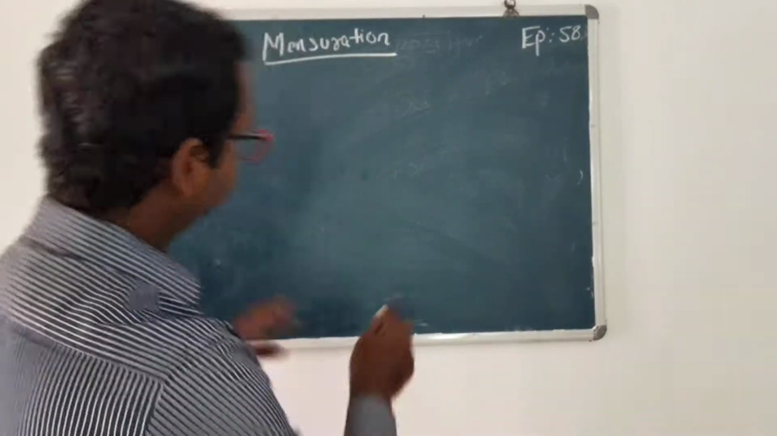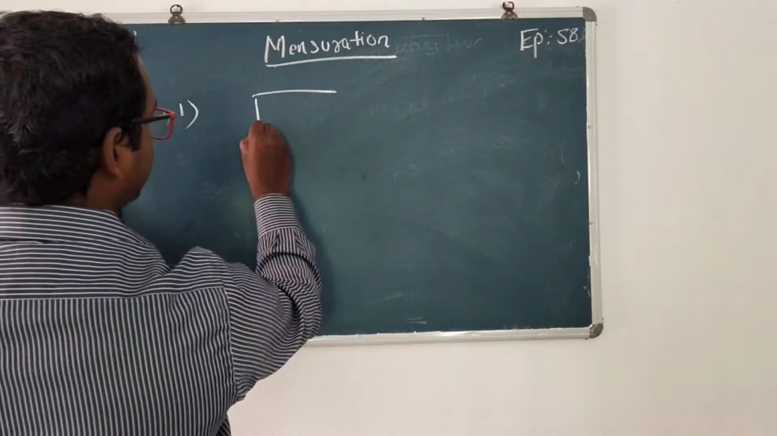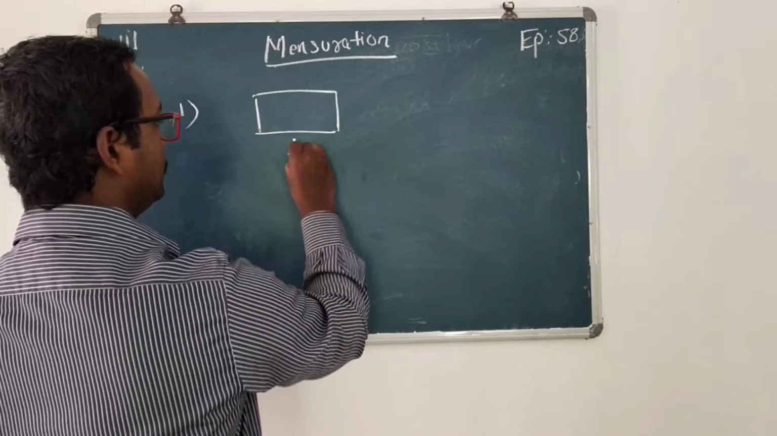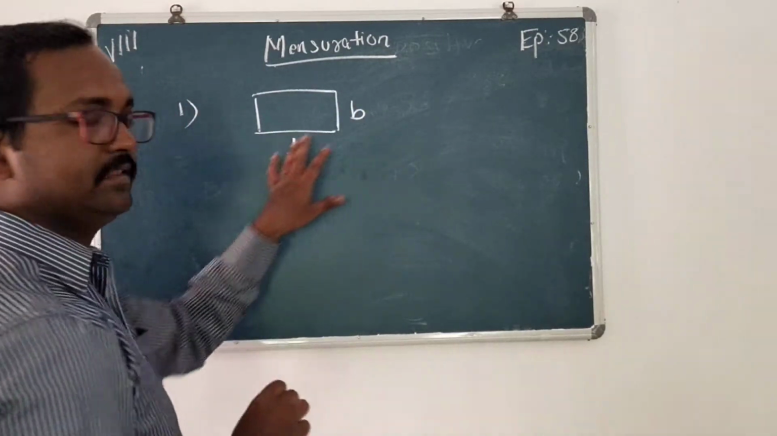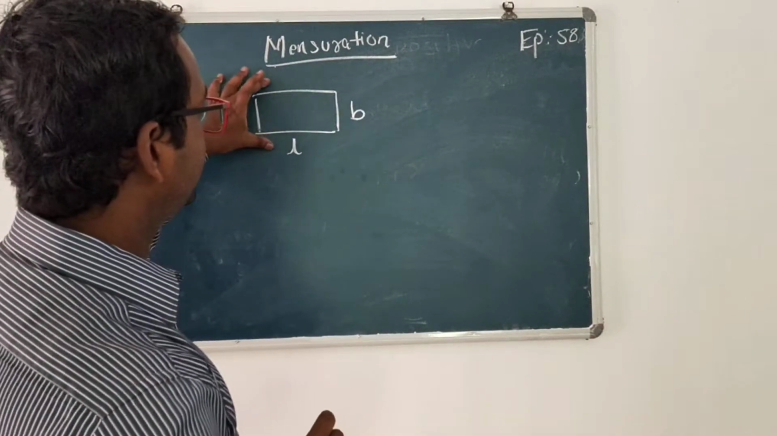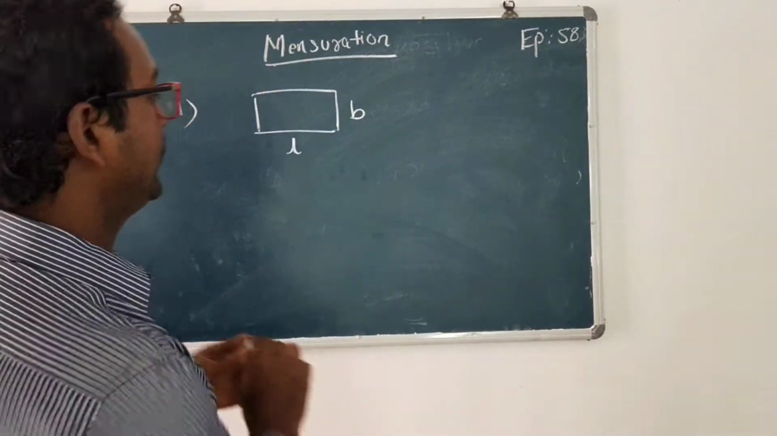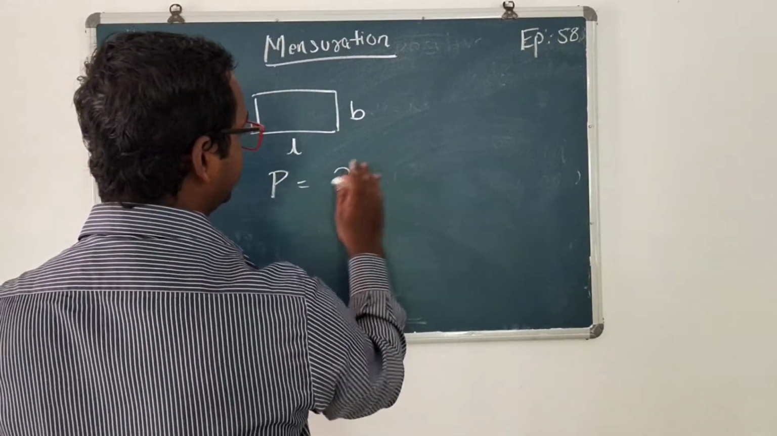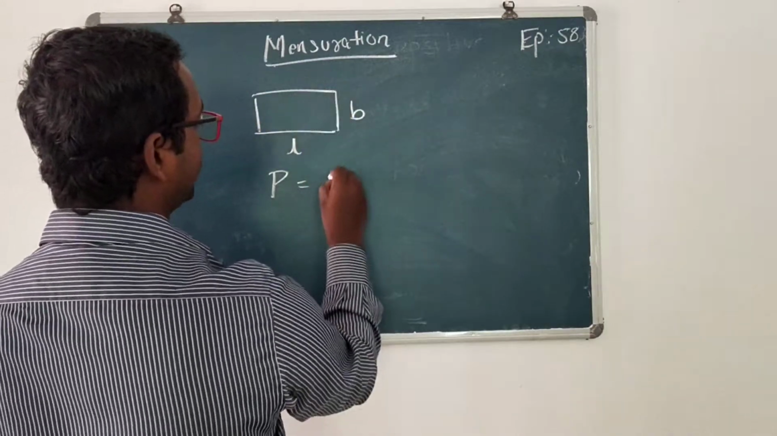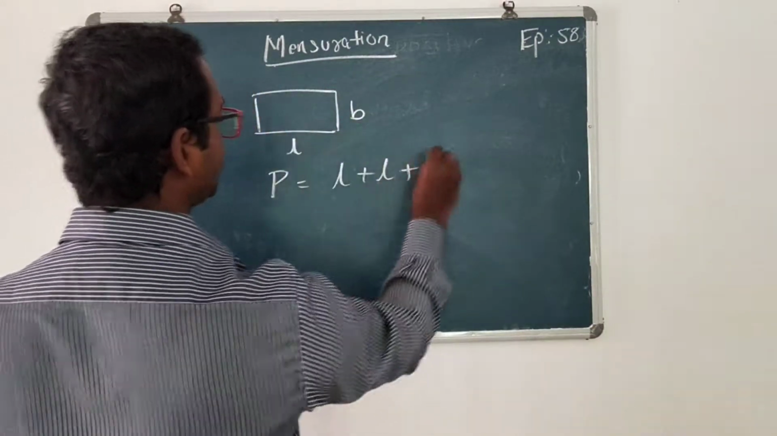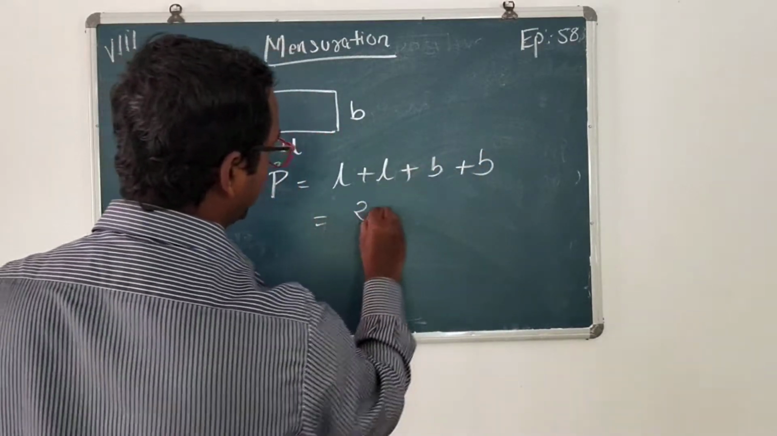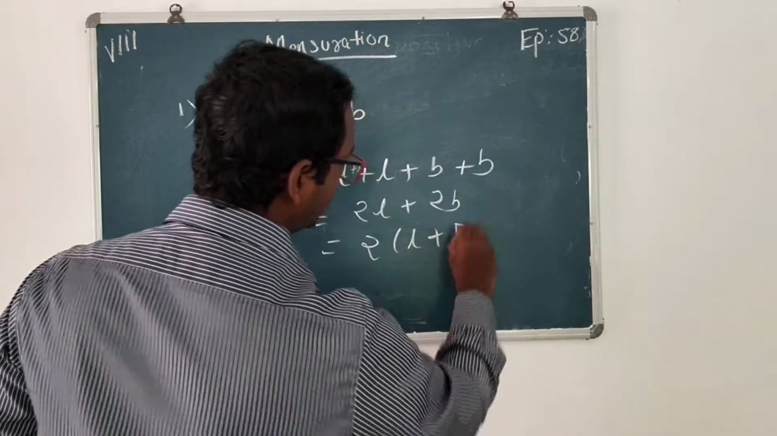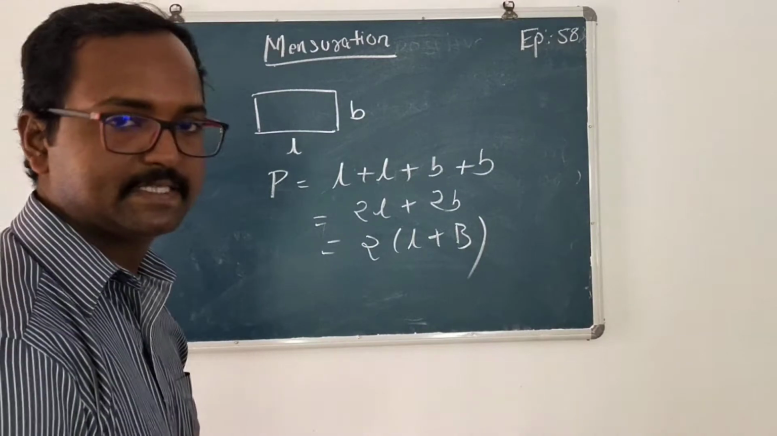Okay. So the first diagram that I am going to make is a rectangle. This is a rectangle. A rectangle has two sides. One is length and one is breadth. It has four sides, but two are length and two are breadth. Okay, so the perimeter formula is 2 into, there are two lengths, so L plus L, there are two breadths, so breadth plus breadth. So the formula is 2L plus 2B, which we can write as 2(L plus B). So the perimeter of rectangle is 2(L plus B).